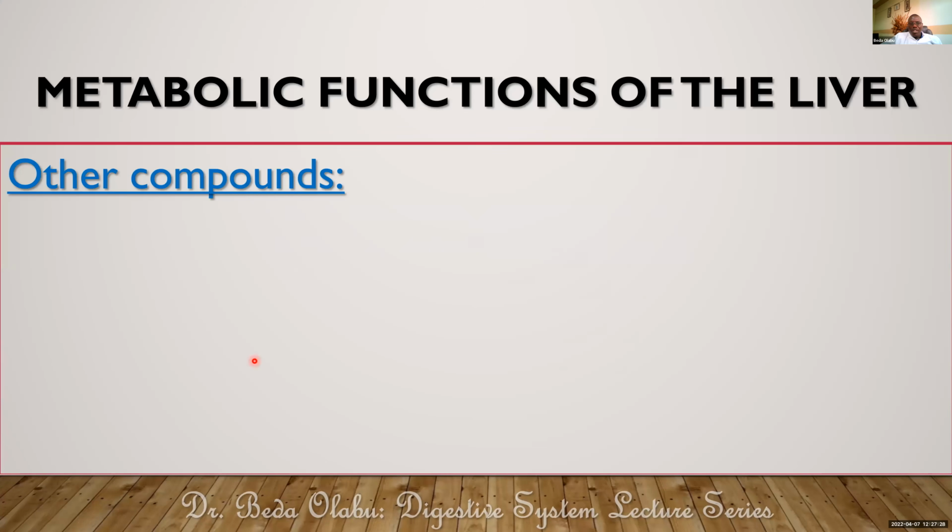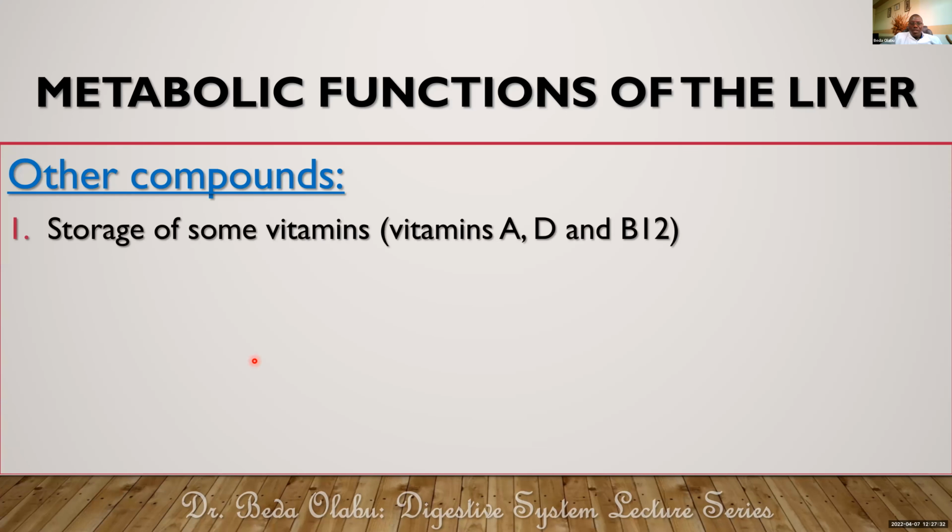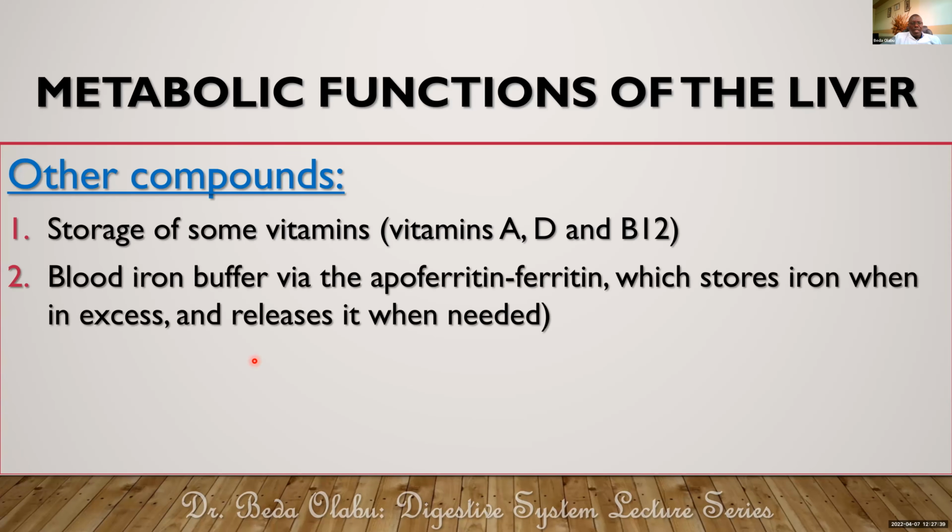Apart from metabolic functions on carbohydrate, proteins, and lipids, we know that the liver also stores some vitamins, A, D, and B12. It's also acting like a buffer for iron because it's able to store iron in the form of what we call ferritin.